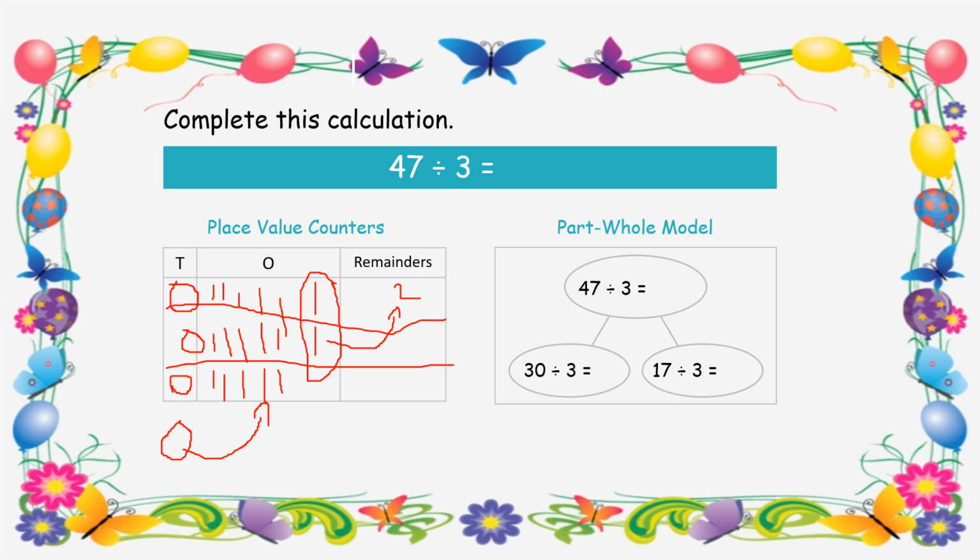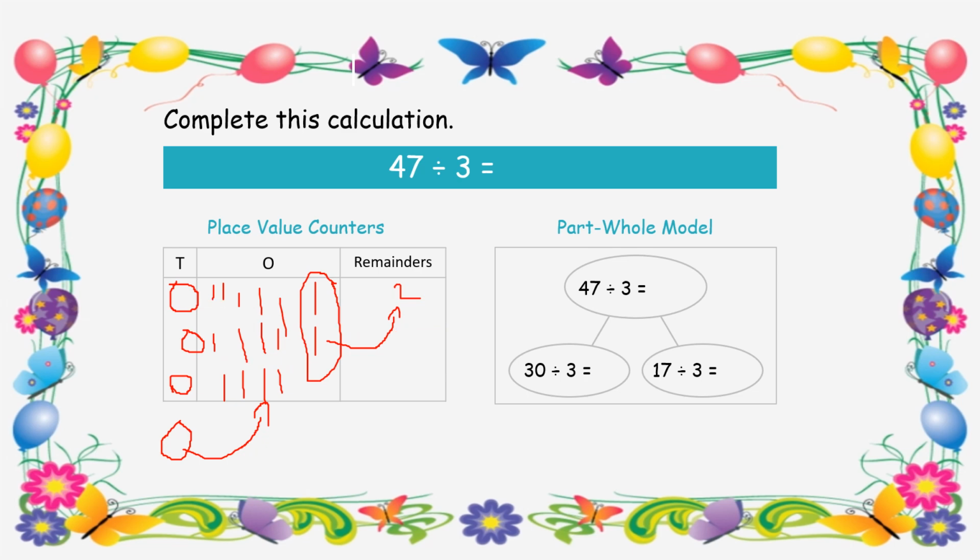Now on each row I have 10, 11, 12, 13, 14, 15. So 47 divided by 3 is 15, remainder 2. I hope this is clear.